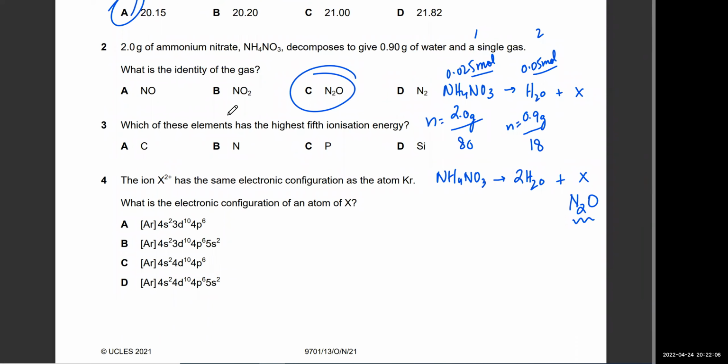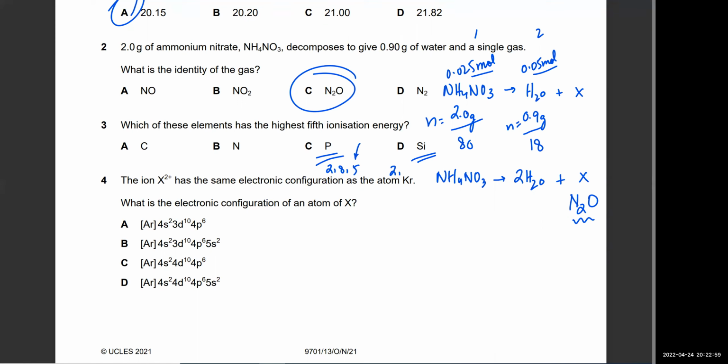Okay, next part: which of these elements has the highest 5th ionization energy? Even in the data booklet, you just have 4 ionization energies. So the highest 5th ionization energy is probably going to belong to which element? It won't be phosphorus and it won't be silicon. Because if you try to remove the 5th electron from phosphorus or sulfur, remember phosphorus has 15 electrons, so an electronic configuration of 2, 8, 5. So the 5th electron would be removed from the outermost shell, which is the 3rd shell. So it would be kind of easy to remove electrons because it's really far away.